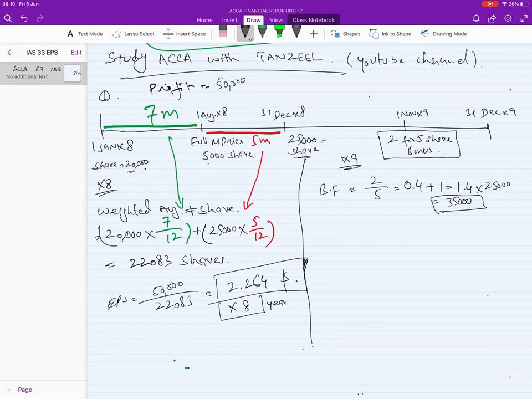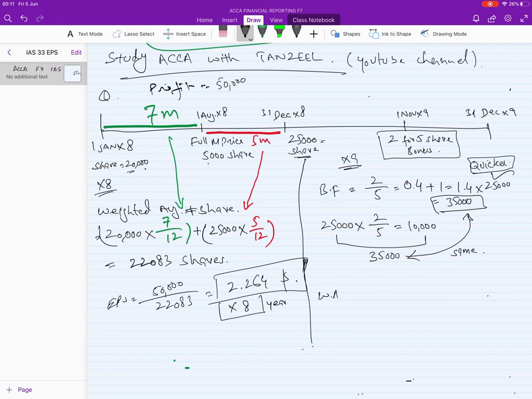Or if you want, I can calculate the other method. You were having 25,000 shares before. Now how much are you issuing? You are issuing 2 shares for free for whoever has 5, so you will have 10,000 shares. If you add these two, it will give you 35,000. Same result, but this is quicker. Okay, we have already calculated the bonus fraction.